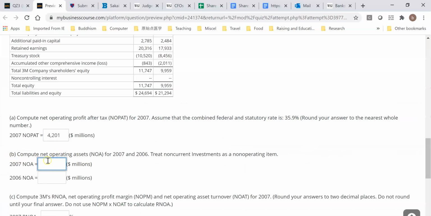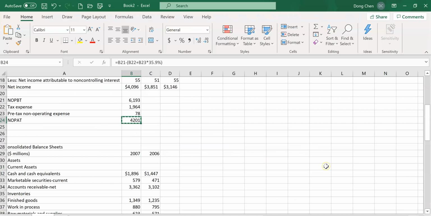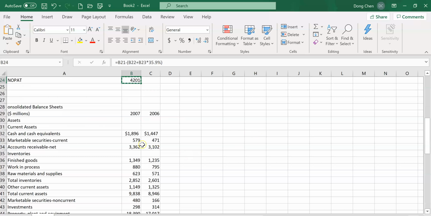So part B: compute net operating assets for these 2 years. Treat non-current investments as a non-operating item. This part is probably more involved than the calculation of NOPAT because this relates to the balance sheet. First job, we need to mark all the assets and liabilities of the balance sheet into operating items and non-operating items.